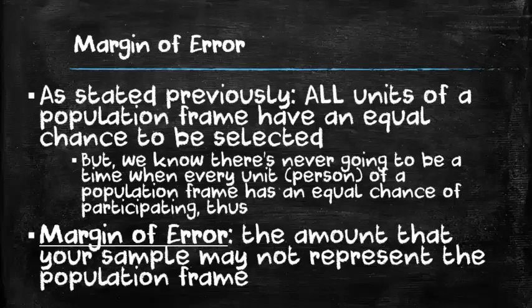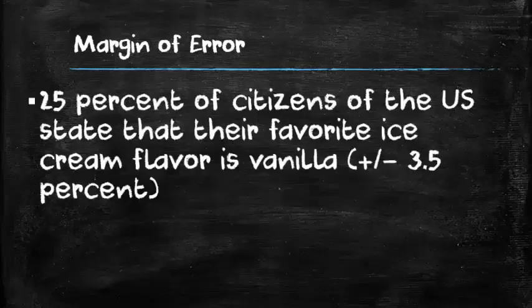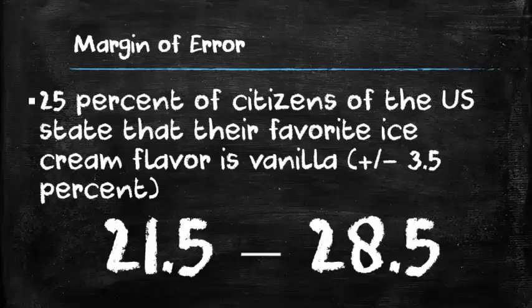Let me give you an example. So when you see a statistic reported, in this case we're talking about ice cream flavors, you should see something that shows the margin of error. In this case, plus or minus 3.5%. So we say 25% of citizens of the United States state that their favorite ice cream flavor is vanilla, with a margin of error of 3.5%. This means that the actual percentage of citizens could vary from a low of 21.5% to a high of 28.5%.